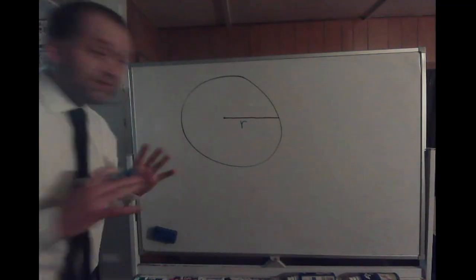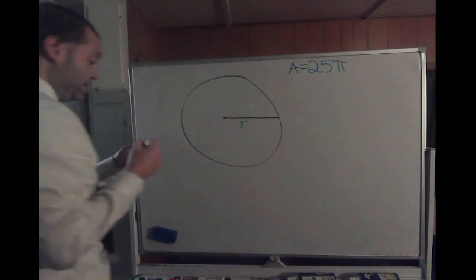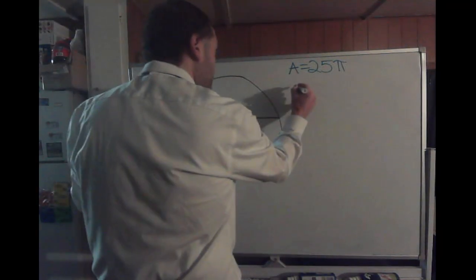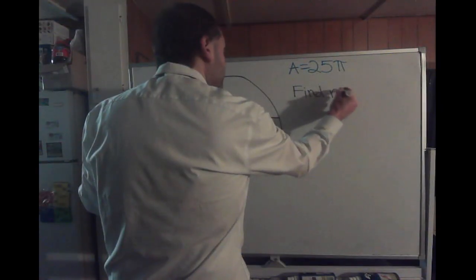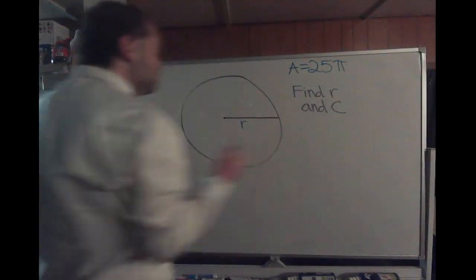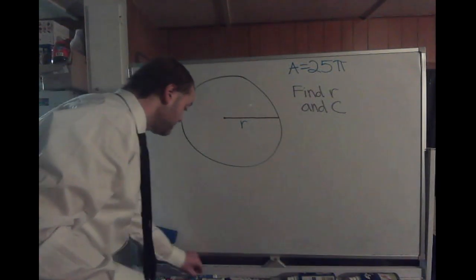Alright, what did they give us this time? They give us that the area is equal to 25 pi square units. So this time we know the area. What we don't know is the radius or the circumference. So we need to find the radius and the circumference. But we do know the area to be 25 pi square units.